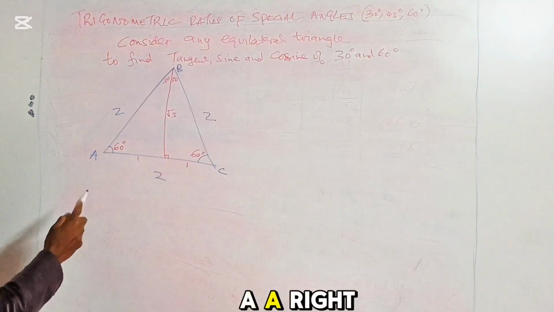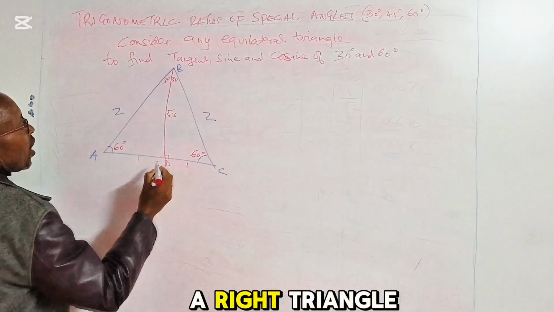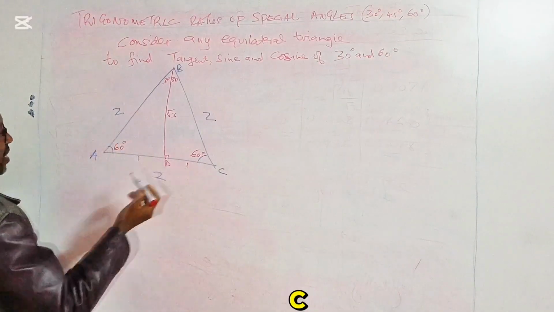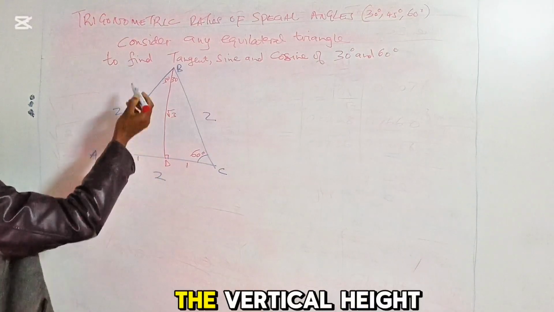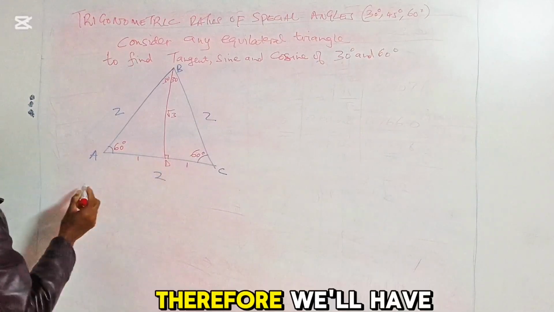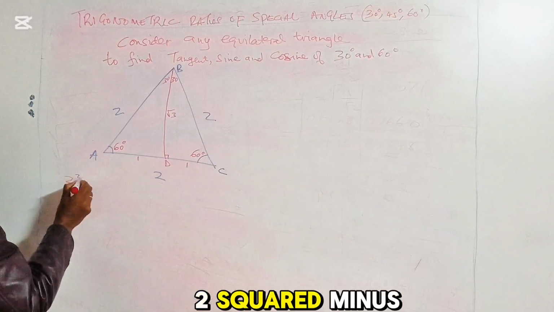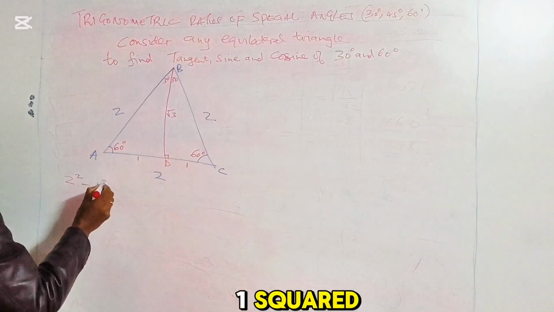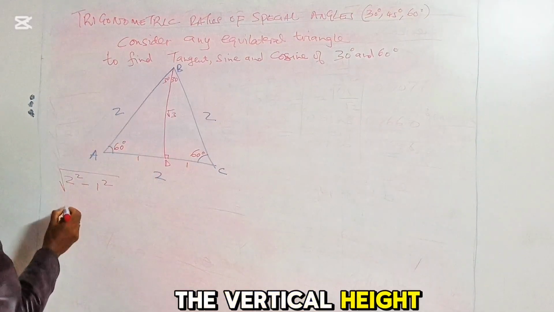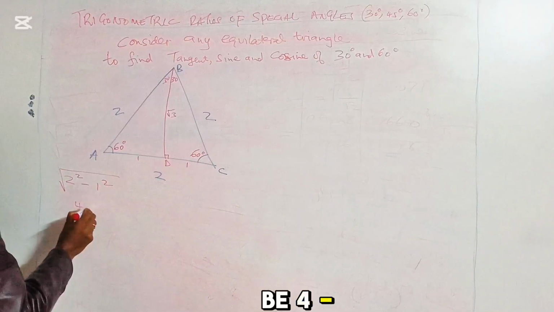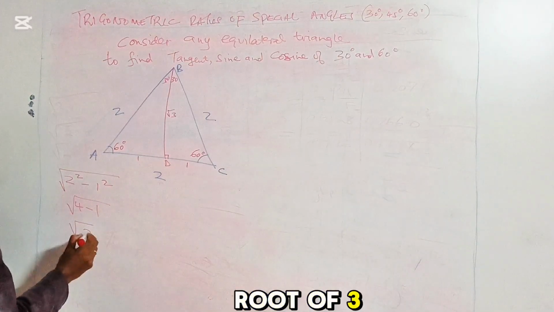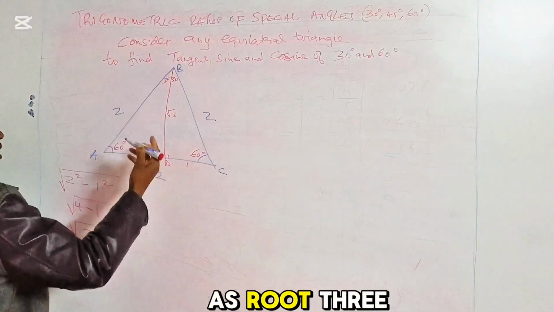Now we have a right angle triangle BDC. To get the vertical height, we need the hypotenuse and the base. Therefore, we'll have 2 squared minus 1 squared. Then you find the square root to give us the vertical height. So this will be 4 minus 1. You get the square root, so it will be the square root of 3. That's how we got the height as root 3.